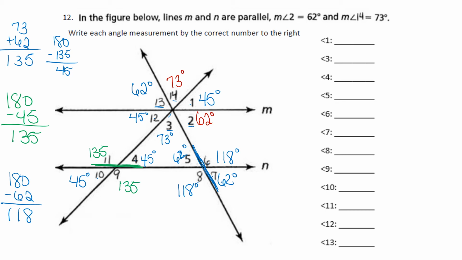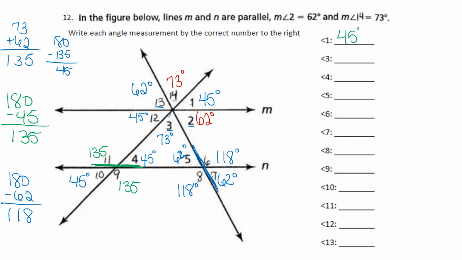When I look at 14, 1, and 2, those three angles together make a straight line. They should add up to equal 180. If they don't, we've messed up somewhere. Your straight lines all the way through your problem need to equal 180. So once we have found all of our measurements, then you just have to fill in your answers.